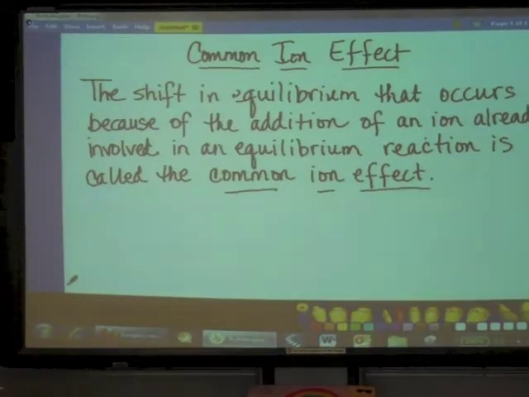Okay, the title of our notes today is the common ion effect. The shift in equilibrium that occurs because of the addition of an ion already involved in an equilibrium reaction is called the common ion effect. We're really not going to learn anything new today. What we're going to do is take knowledge that we've already mastered and apply that knowledge into a brand new context.